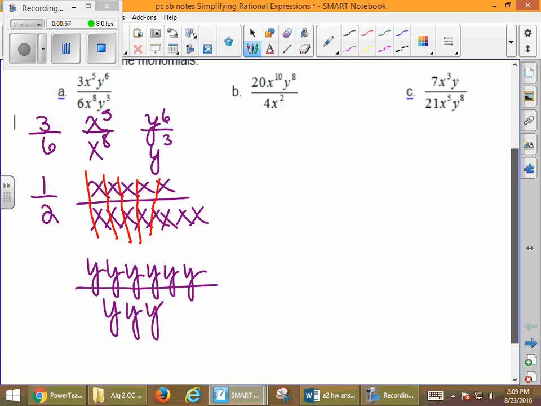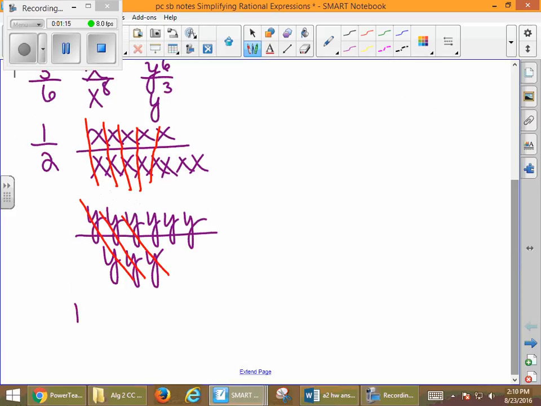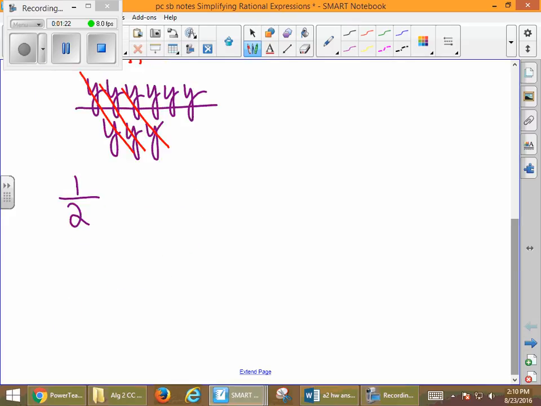I know you don't want to do that all the time. But again, it's a technique here that maybe will allow you, 1, to get the problem correct, 2, remember the rule. So when we finish part A here, what we're left with is 1/2. And then we have 1, 2, 3 x's left in the denominator. And 1, 2, 3 y's left in the numerator.